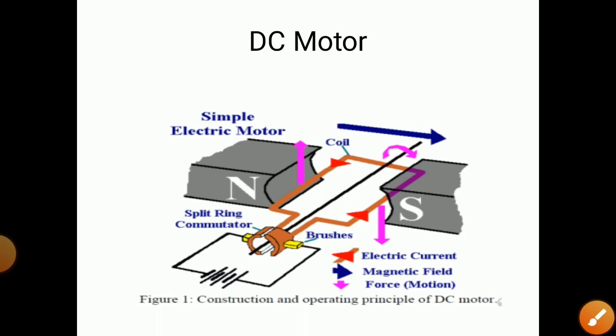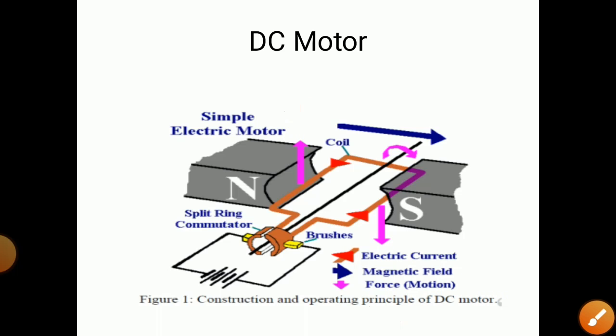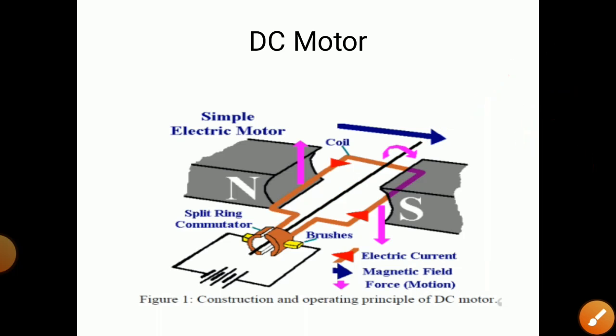So you know the working principle. What is the working principle of DC motor? If a current carrying conductor is placed in a magnetic field, what happens? Forces are developed in the current carrying conductor. This arrow shows us the force. So like this, force or motion is developed in the current carrying conductor, and the coil or conductor rotates. If you connect this conductor to the shaft, the shaft will rotate. So like this the working of the motor happens.